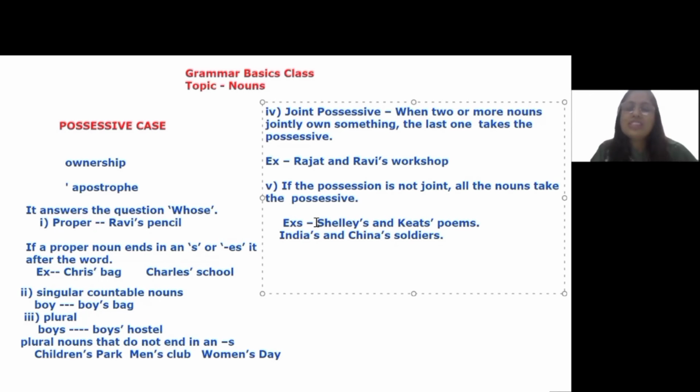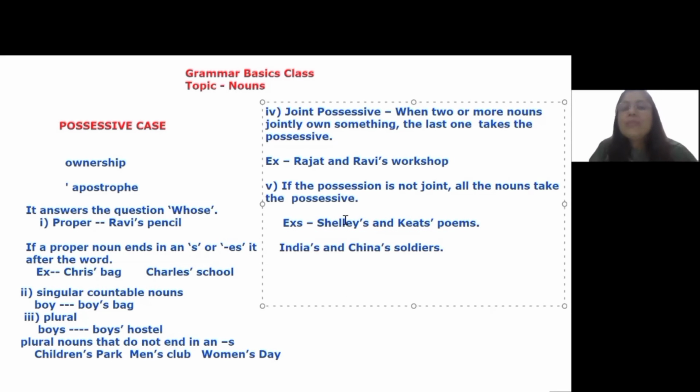Let's look at this. Shelley is the name of a poet. He has written poems, and so is Keats. But they have not collaborated and written the same poem. All right. They have their own different collections. So, because this possession is not joined, I say Shelley's and Keats's poems.